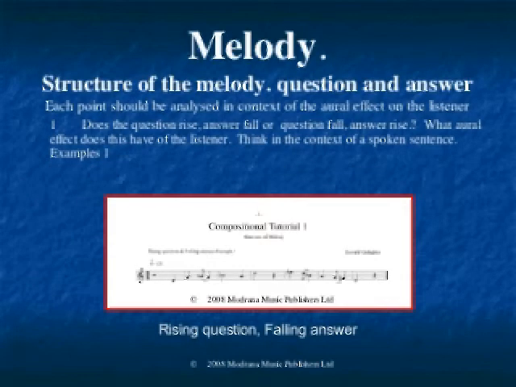Melody, structure of the melody, question and answer. Each point should be analyzed in context of the oral effect on the listener. 1. Does the question rise? The answer fall. Or question fall and answer rise. What oral effect does this have on the listener? Think in the context of a spoken sentence. Rising question, falling answer.